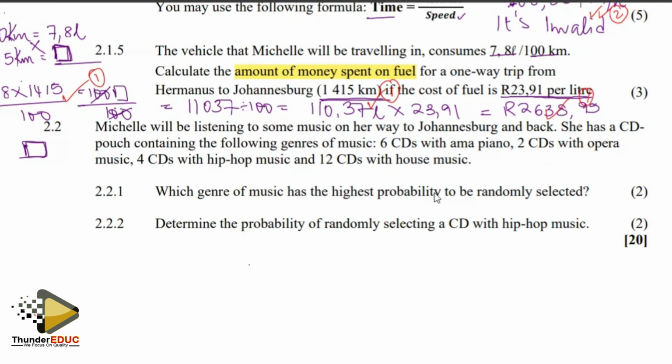Now, which one has the highest number here? It's the house music. Then determine the probability of randomly selecting a CD with hip hop. So first and foremost, you know that very well, the probability equals sample over population.